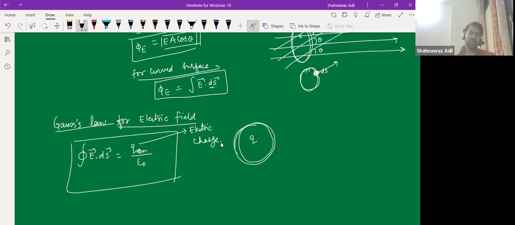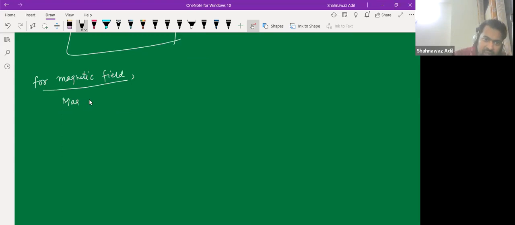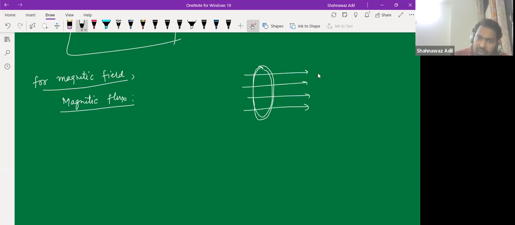So along the same line, taking the analogy from this, we have a magnetic flux for the magnetic field. So what is magnetic flux? The same thing as the electric flux, but it is magnetic field lines. So you have this surface, and the magnetic field lines passing normally to this surface, that is your magnetic flux.